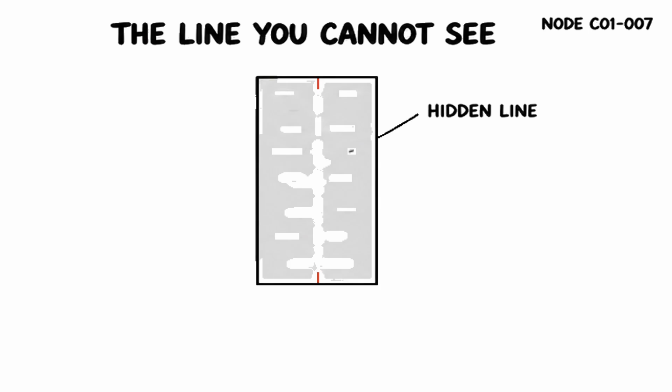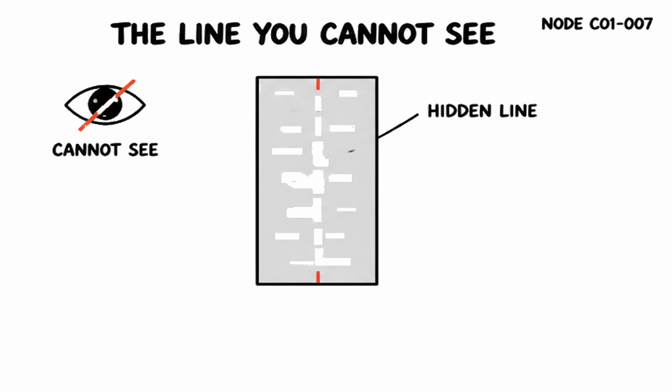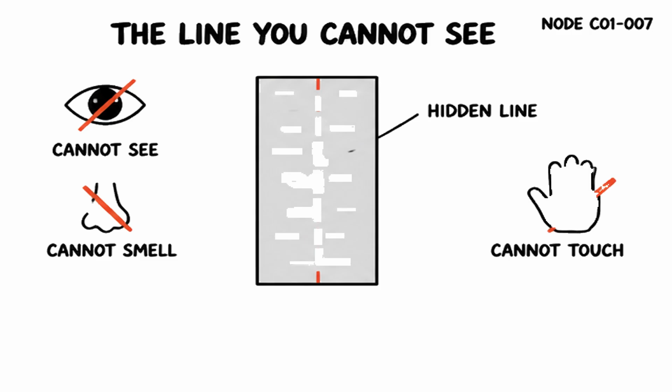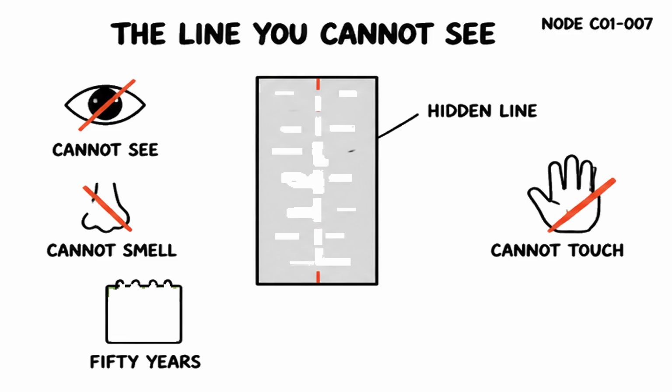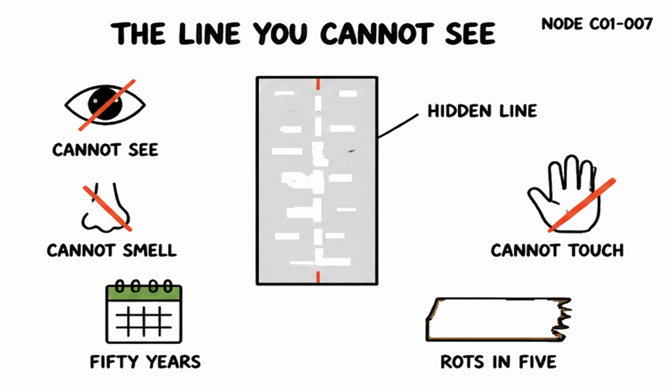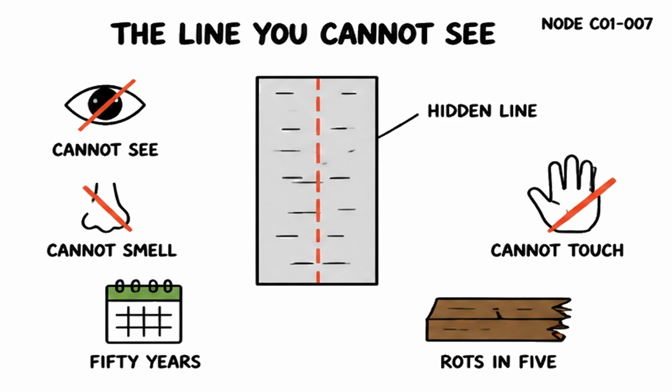There is a line inside your wall. You cannot see it, cannot smell it, cannot touch it. And it decides whether this wall lasts 50 years or rots from the inside in 5. Let us find it layer by layer.